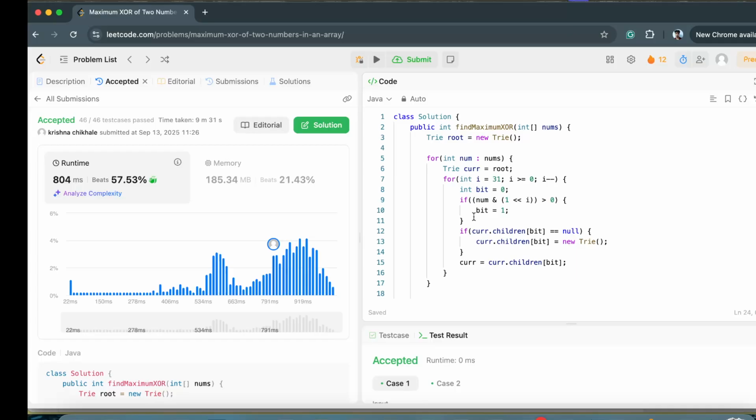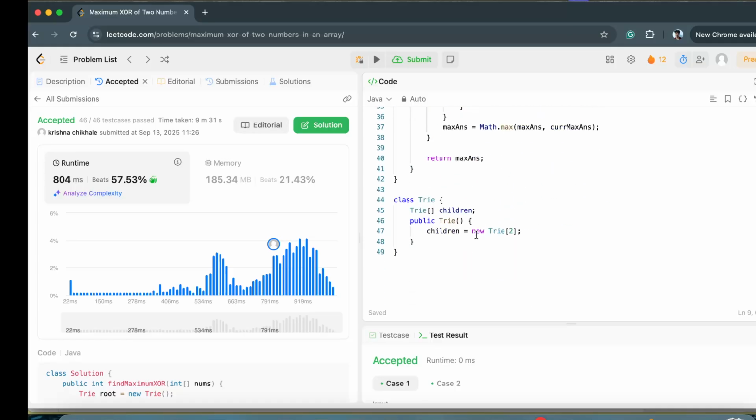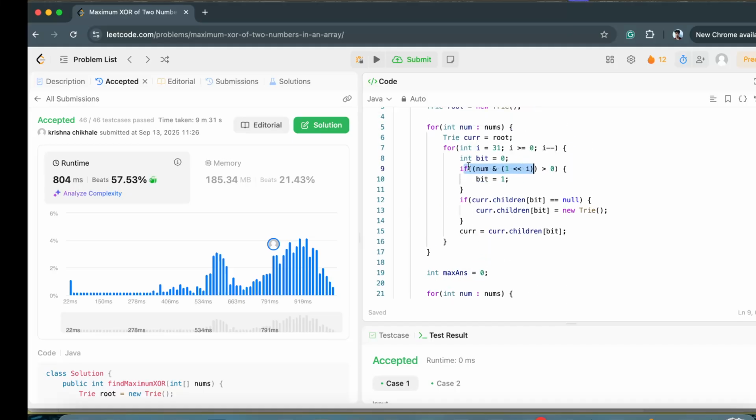I hope you get this idea. If not, please tell me where you are struggling to understand this one. But obviously we have to understand these things first, okay? Then only you get these things. So make sure to first understand tries, and make sure to first solve bitwise questions. Then only try to solve this one.